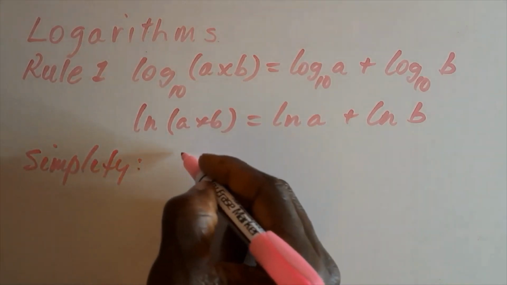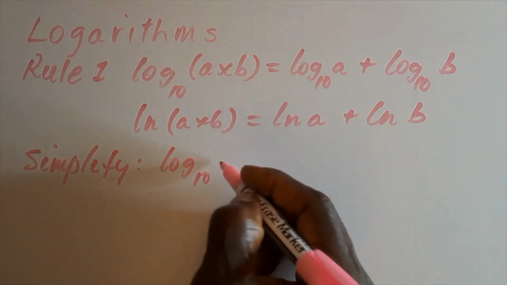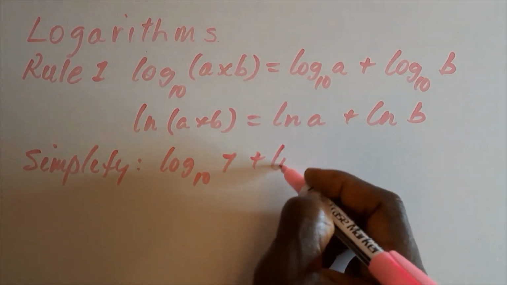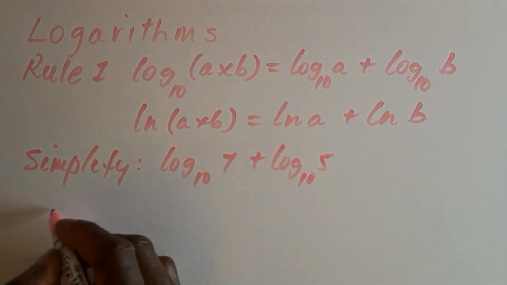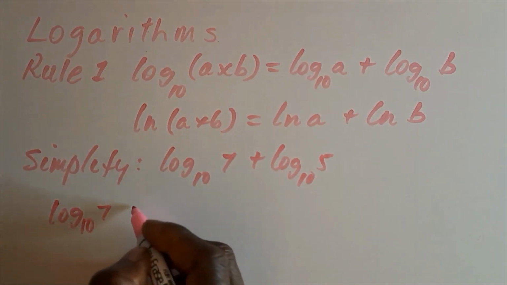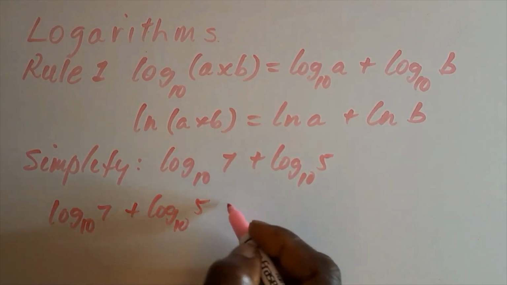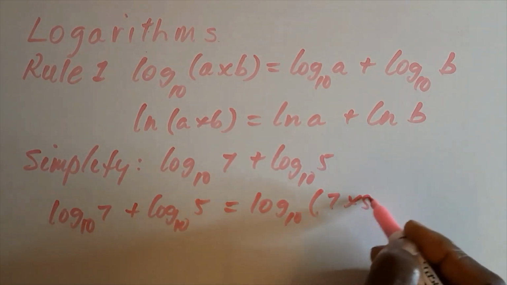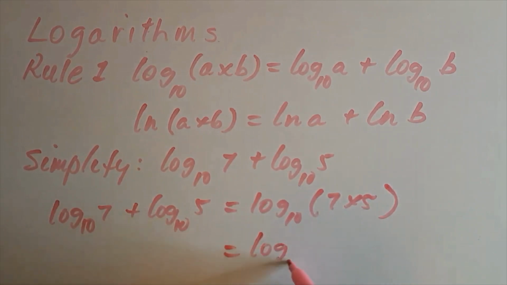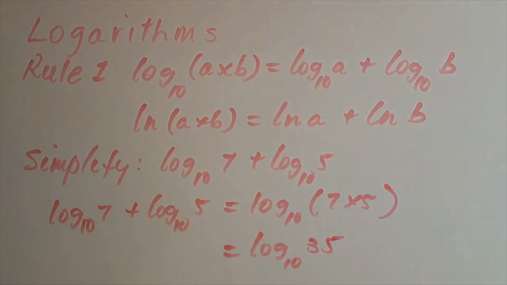If we want to simplify log to the base 10 of 7 plus log to the base 10 of 5, we can write that as log to the base 10 of 7 times 5, log to the base 10 of 35. So that simplifies it. If you wanted to evaluate that using a calculator, it'd be a lot easier than trying to evaluate this expression.